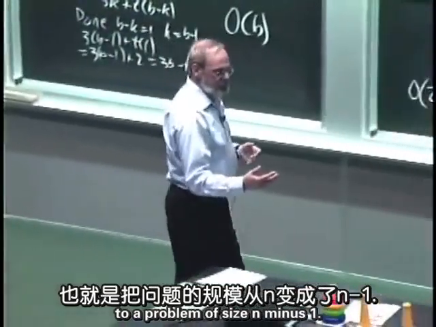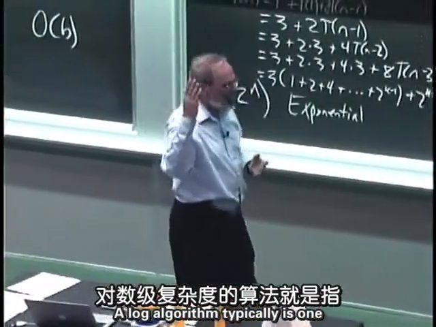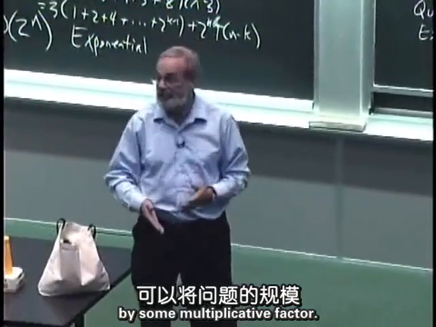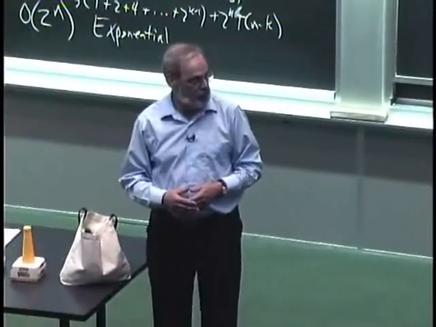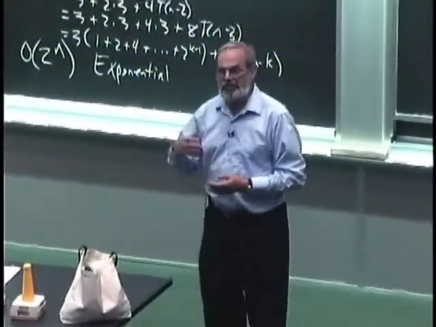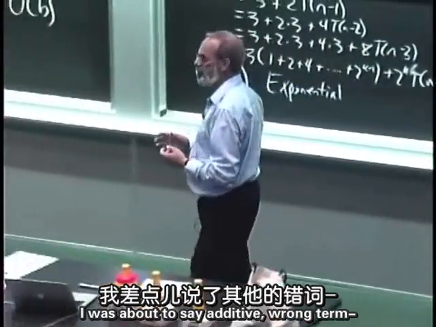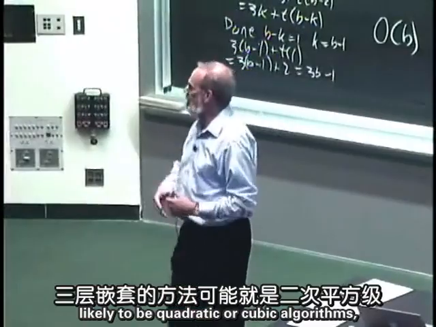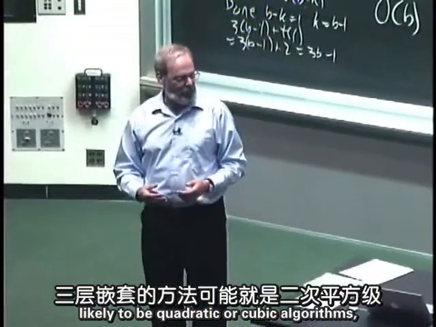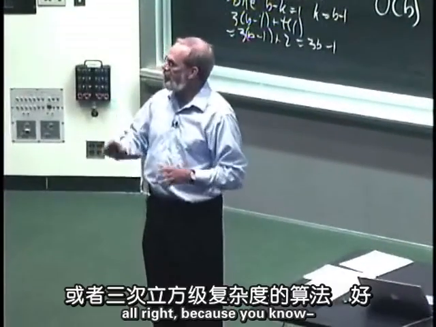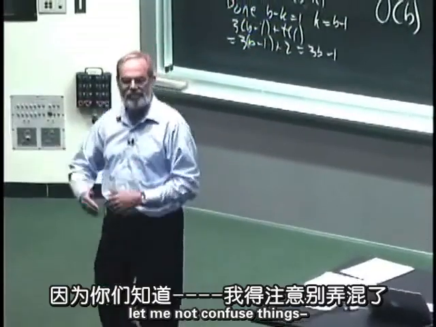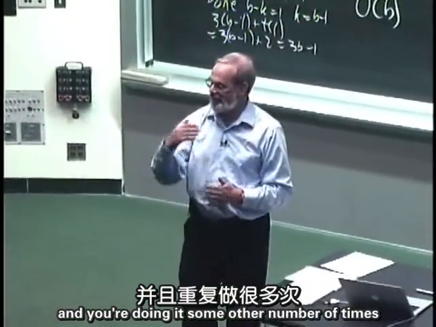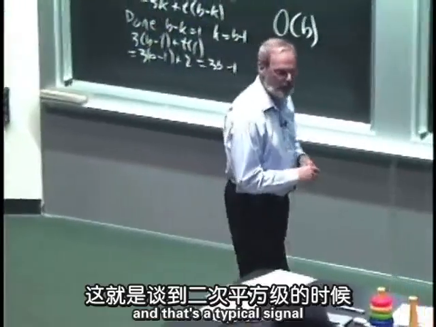A log algorithm typically is one where you cut the size of the problem down by some multiplicative factor. You reduce it in half, reduce it to a third. Quadratic algorithms tend to have this, I was about to say additive, wrong term, but doubly nested, triply nested things are likely to be quadratic or cubic algorithms. Let me not confuse things. Double loop, quadratic algorithm, because you're doing one set of things and you're doing it some other number of times. And that's a typical signal that that's what you have there.